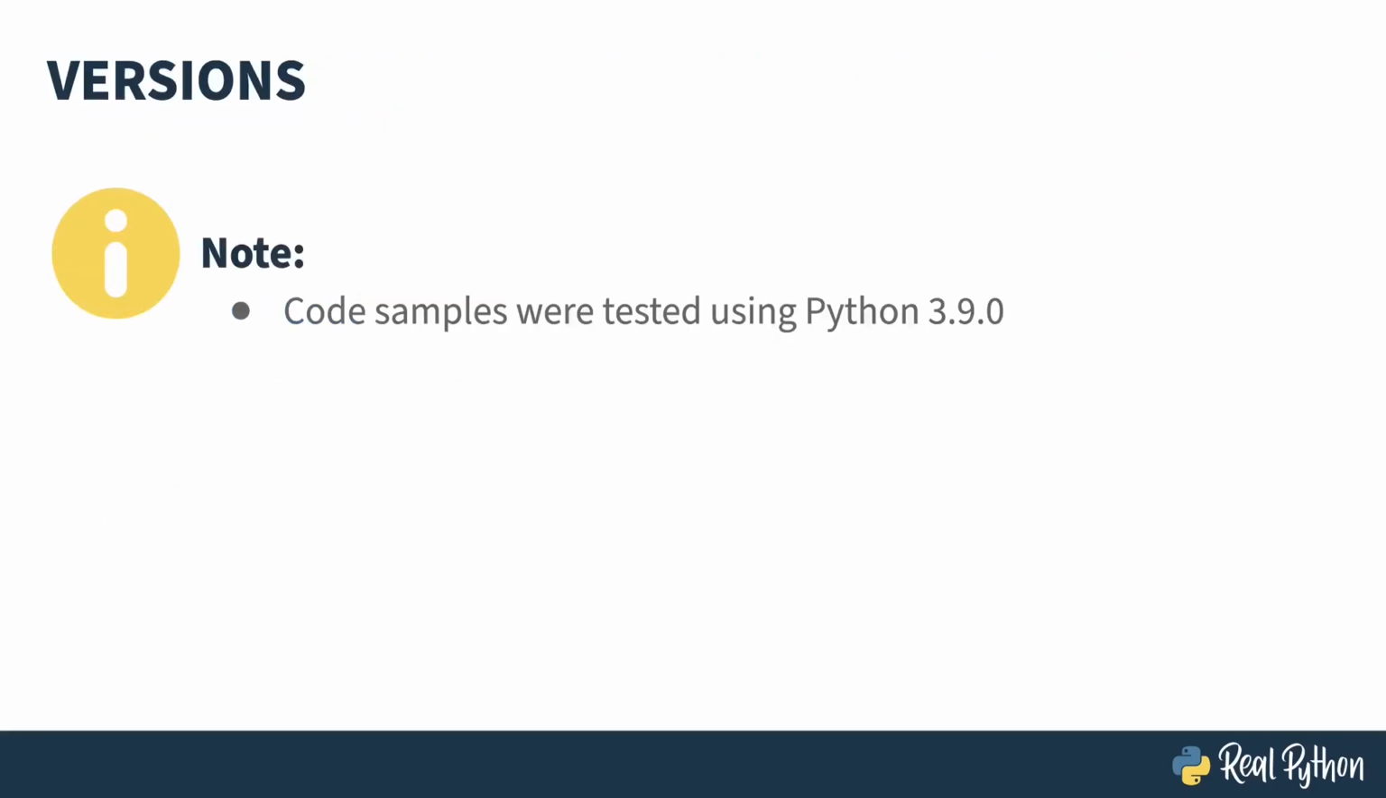A quick note, all the code samples here were tested using Python 3.9. As far as I'm aware, I'm not doing anything that probably wouldn't go back to even the 2.0 days, but if you run into a little weirdness, it might be a version problem.